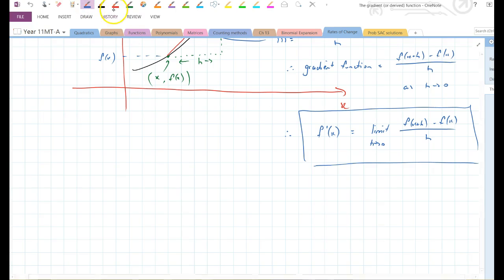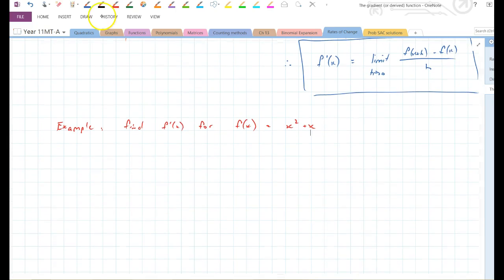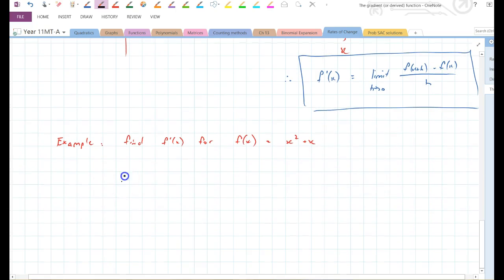So if we have a look at an example now: find f dash x, or the derivative function, for f of x equals x squared plus x. It's really important we have a look at this example, even though it might at this stage be very difficult for you to follow. So what we're going to say now is that f dash x is equal to this limiting function that I've got up here. So the limit as h tends to 0. Remember, we're just looking for the gradient function. I'm just writing this out to start with, putting that over h.